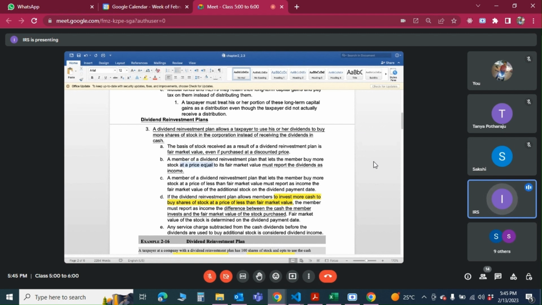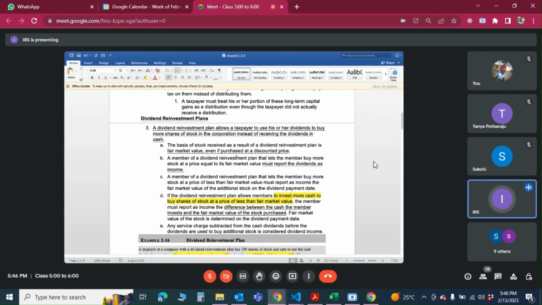If they have given stock at a price equal to fair market value, fine. You must still report the dividends as income. These are all the different points that they're giving here. For a member of a dividend reinvestment plan, if you're buying the stock at less than fair market value, we must report as income the fair market value of the additional stock on the dividend payment date. We have to always see what is the benefit that one is getting and report that also as income.